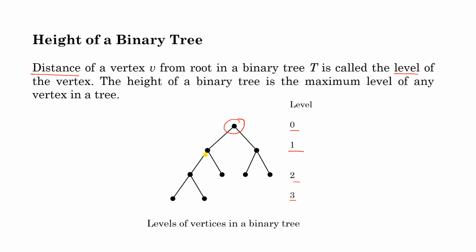Look at this. In a binary tree there is one and only one path. Generally when we talk about distance we say shortest path, but in a binary tree there is only one path. It means simply we have to check this path. The height of a binary tree is the maximum level of any vertex in a tree. Look at this. In this tree, the maximum level is 3. So you can say the height of this binary tree is 3.